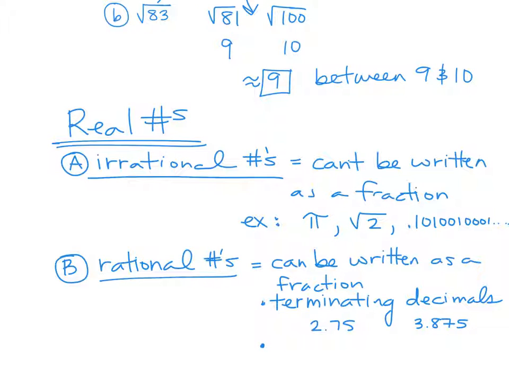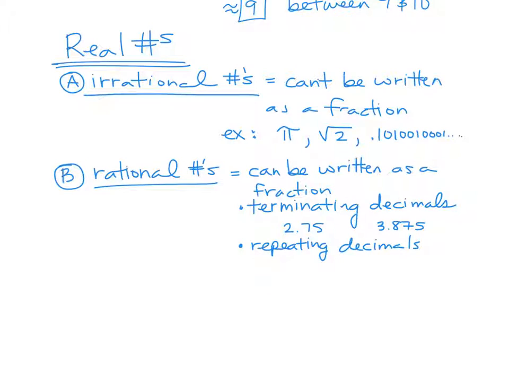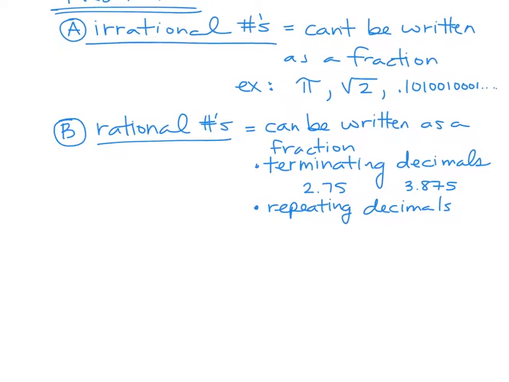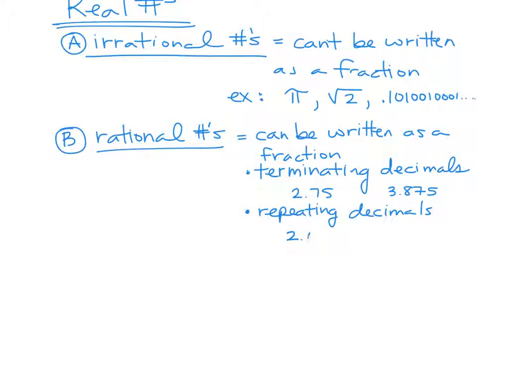Another set of rational numbers is repeating decimals. Do you know what a repeating decimal is? Like 2.6 repeating, right? That's 2 2/3. You can write it as a fraction. Or 1.3 repeating is 1 1/3. Okay, so repeating decimals are rational. Terminating decimals are rational. Anything you can write as a fraction is a rational number.